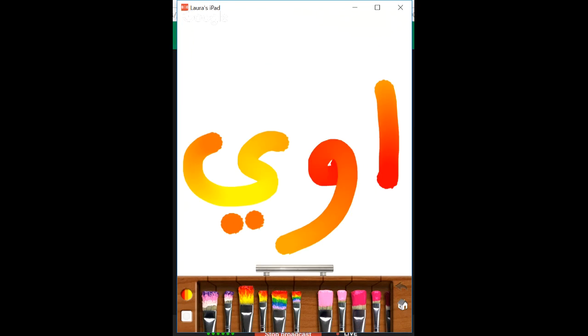So your long vowels in Arabic are Aleph, Waw, and Ya. Aleph makes the ah sound, Waw makes the oo sound, and Ya makes the E sound. Ah, oo, E. So these are your long vowels.